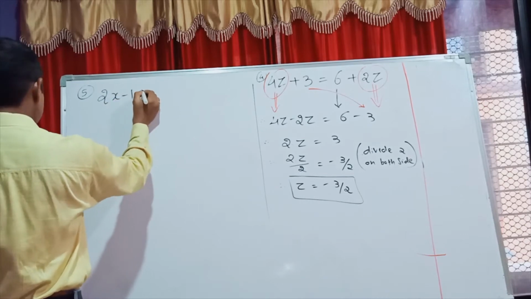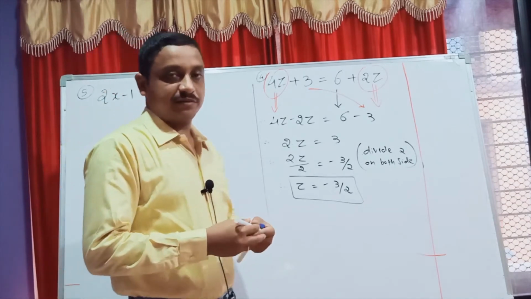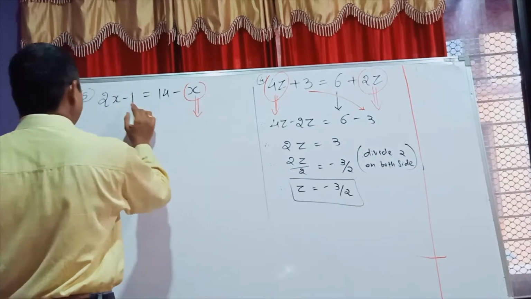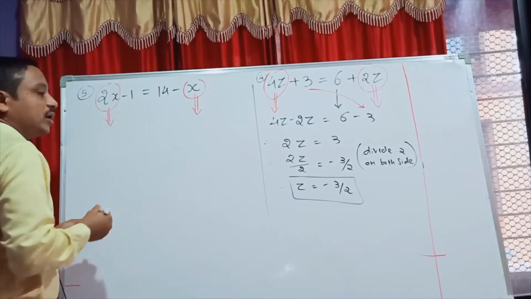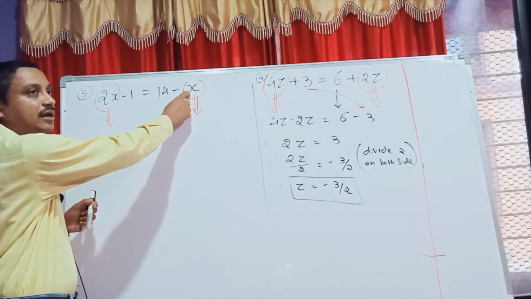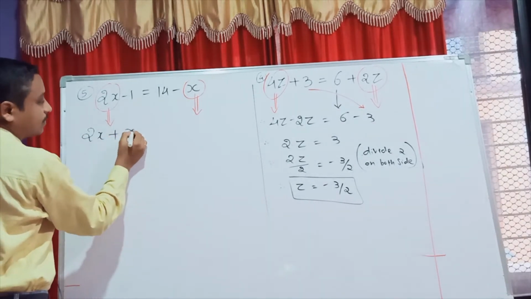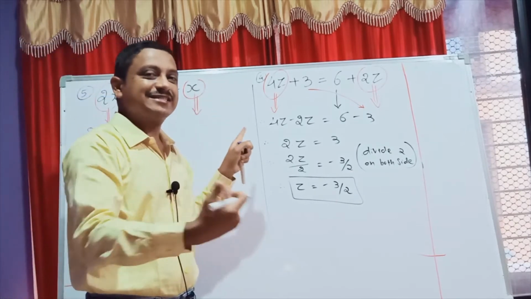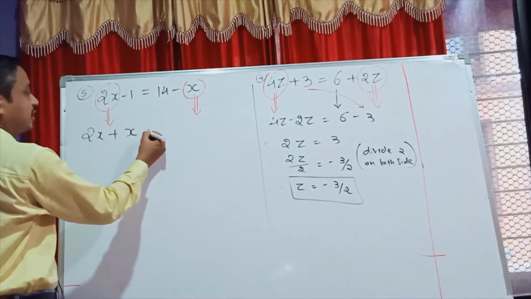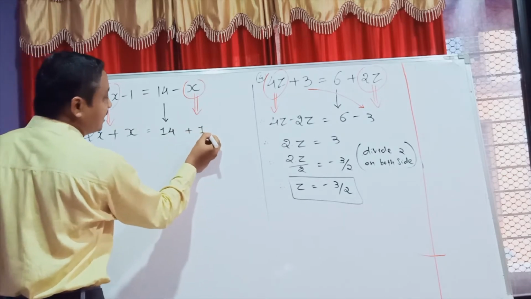Continue. Question number 5. 2x minus 1, 14 minus x. See, look at this question. Where is our variable? One on this side and one on the other side, so these 2 are our variables. But students, this minus x, I convert from right side to left side, so 2x plus x. Whenever you translate from right side to left side, students, always change the sign. And this 14 is as it is. Now this minus 1, I move to the right side, it is plus 1.